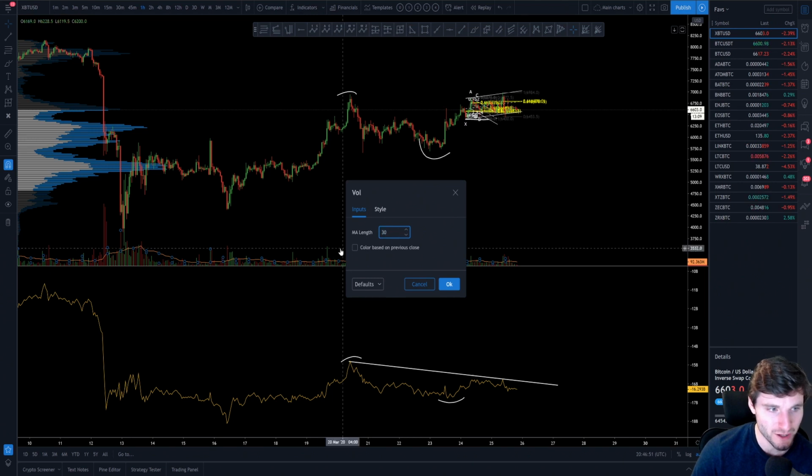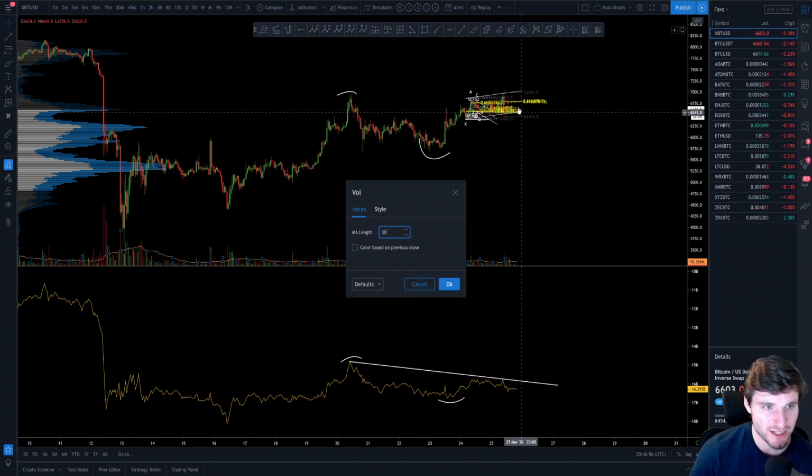I have a feeling you don't understand the way it works, but this is just taking the last 30 periods and then getting the average of those last 30 periods, of those last 30 bars.